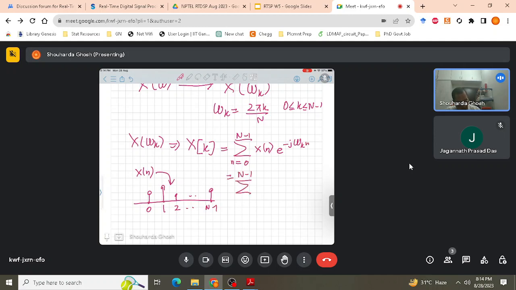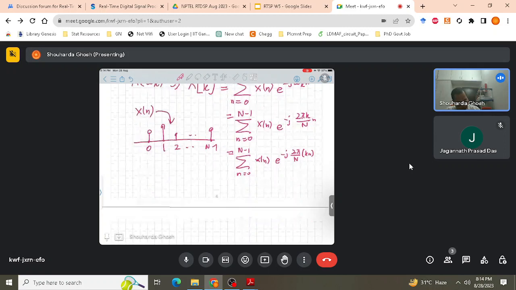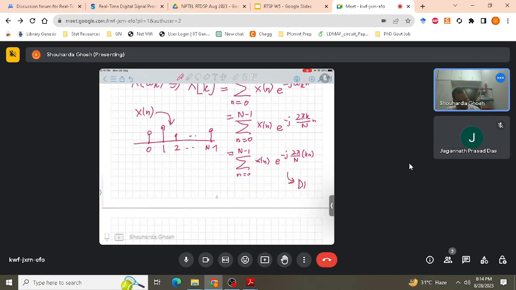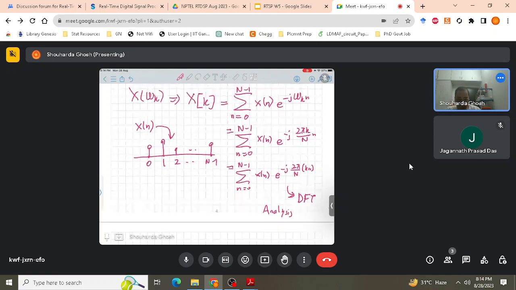Now we know what omega k is: x of n e to the power minus j 2 pi k upon n into n. In our previous sessions, at the end of the class, I had shown this notation. This is our DFT analysis equation. Why do we call it analysis? Because we are finding the spectral components of the individual signal.